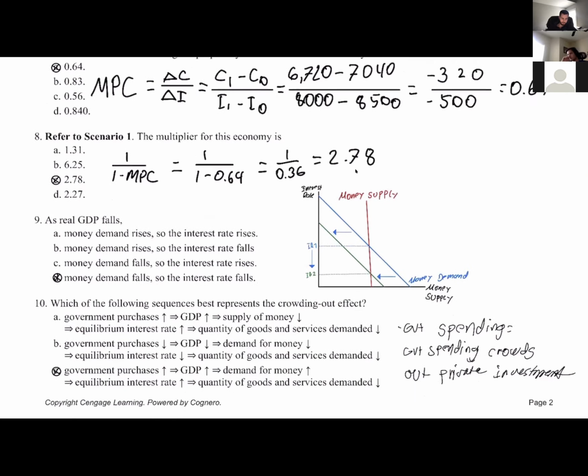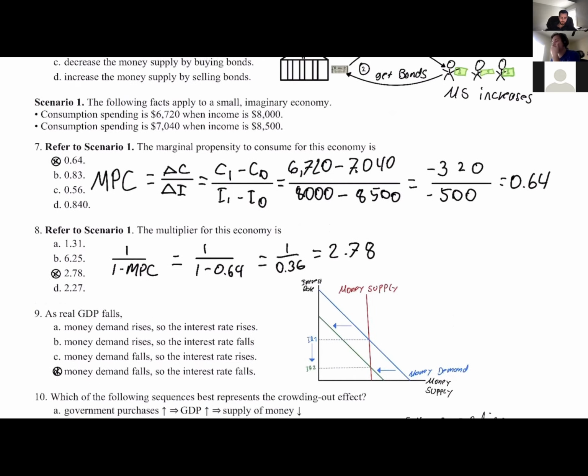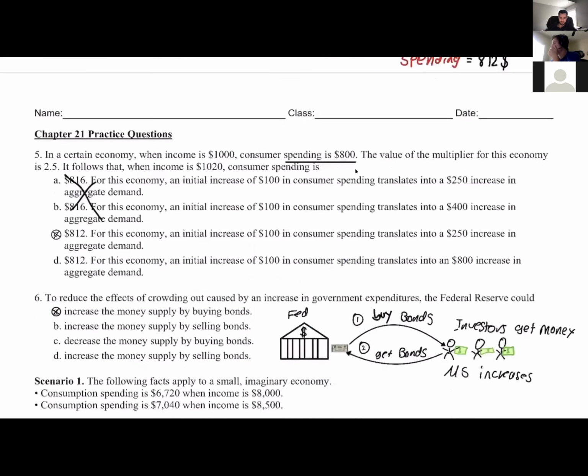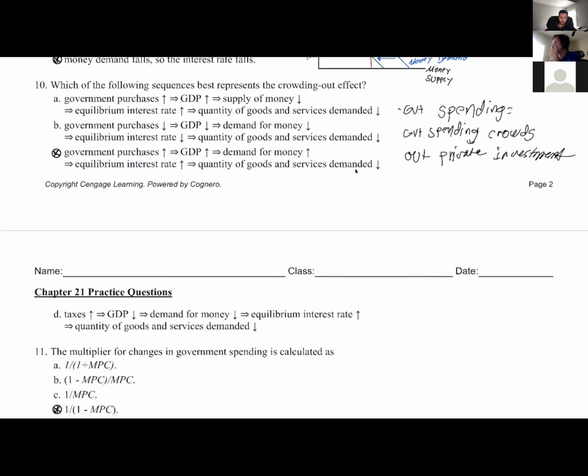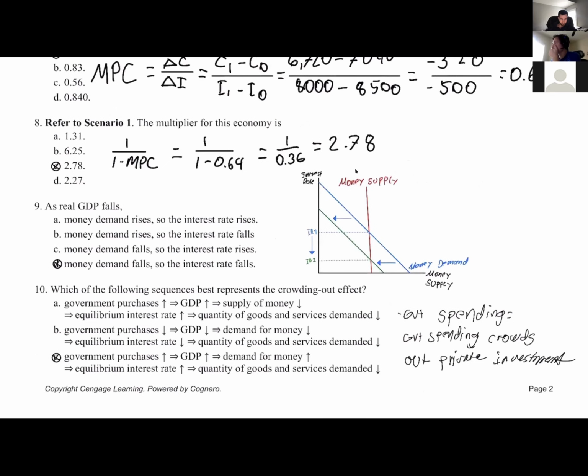Then refer to scenario 1. The multiplier for this economy is, remember we just said that the marginal propensity to consume is 0.64. So you just do 1 divided by 1 minus 0.64 here, and it's going to be 1 divided by 0.36, and that's 2.78, like we did up here. You can see how this is related.